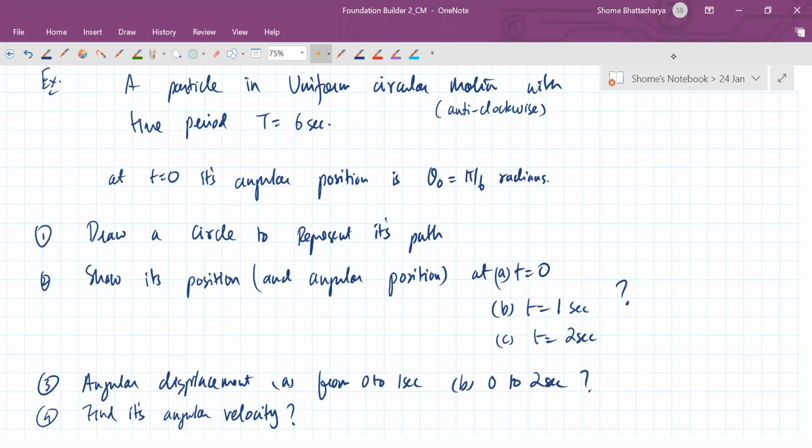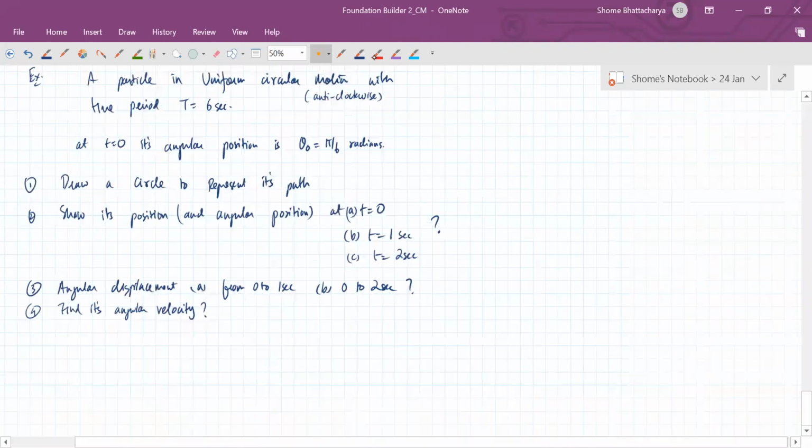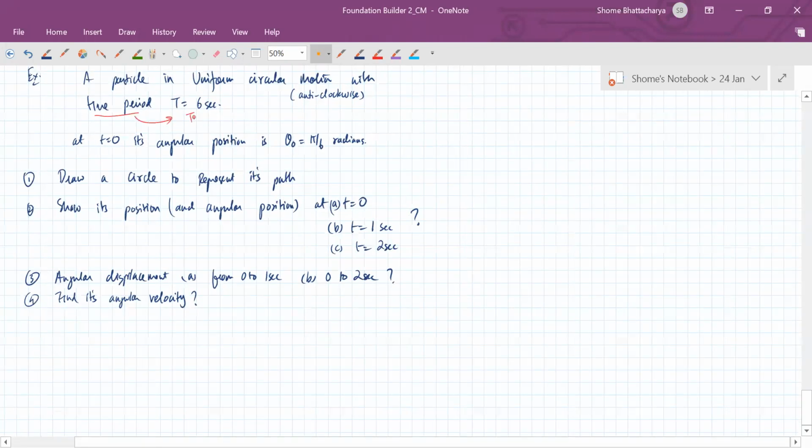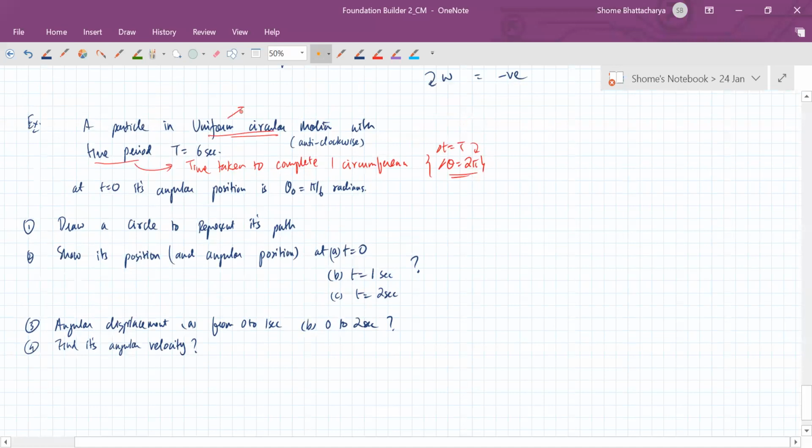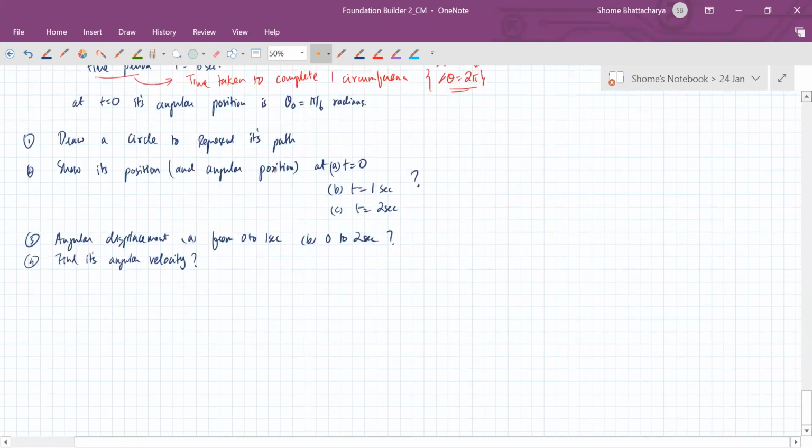Yes, time period is the time taken to complete one full circle. We define that as the time taken to complete one circumference. Or now we'll understand that it is for an angular displacement of 2 pi. When the time taken is one time period, the angular displacement is 2 pi radians. And what does uniform circular motion mean? Constant speed. So its initial angular position is pi by 6.